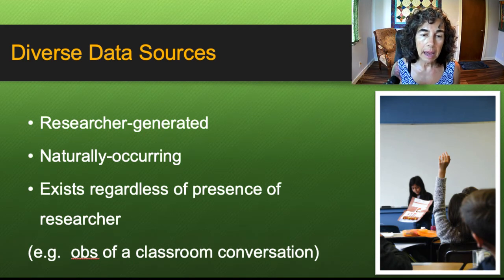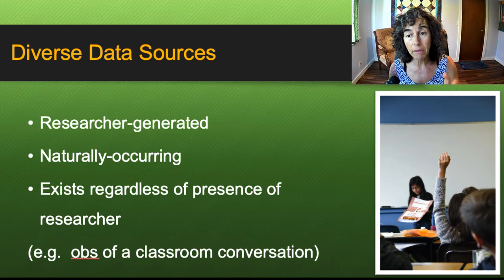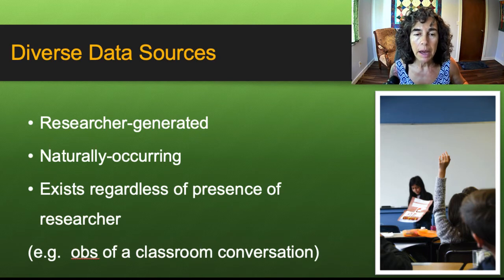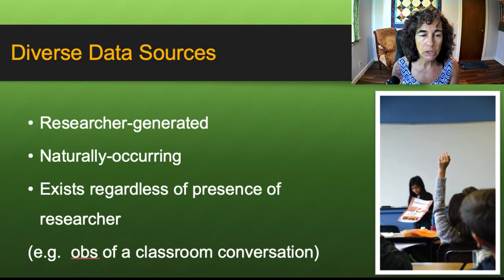An example of this is an observation of a classroom conversation, right? If we're a fly on the wall, that conversation is going to happen whether or not we're a fly on the wall. We're capturing it rather than creating it. And common data sources are interviews, observations, and documents that people have created.